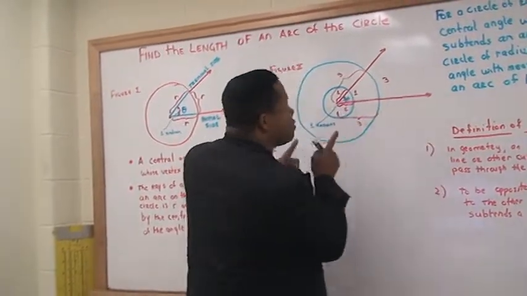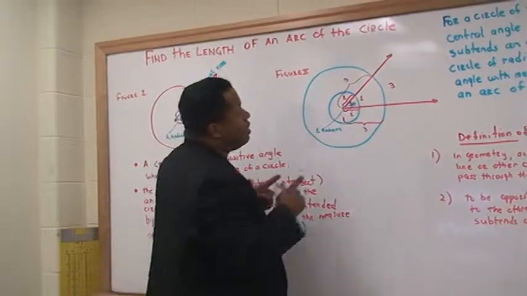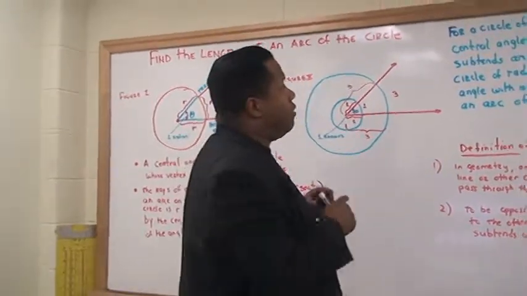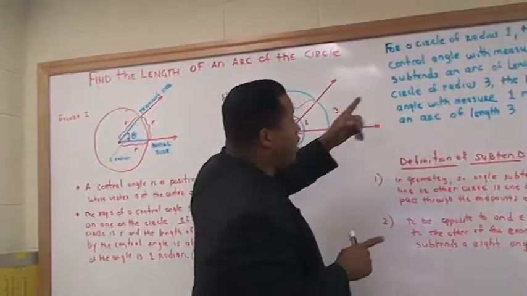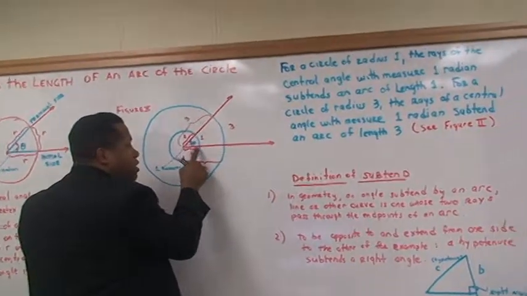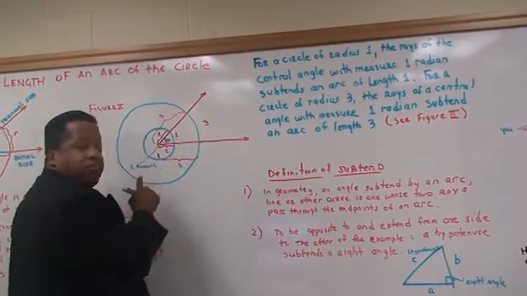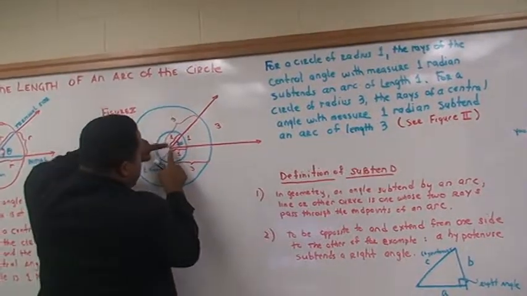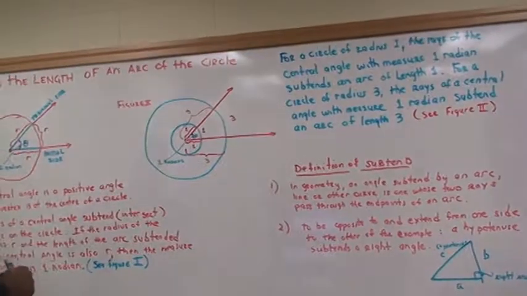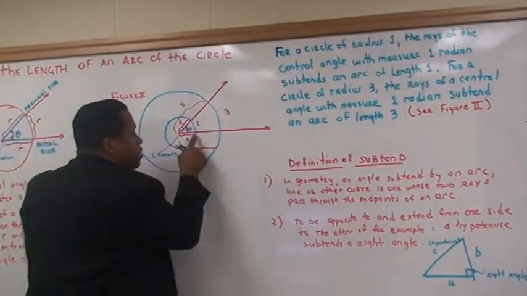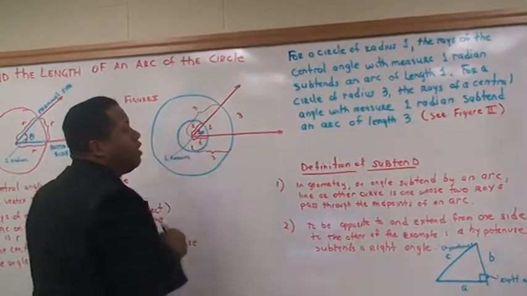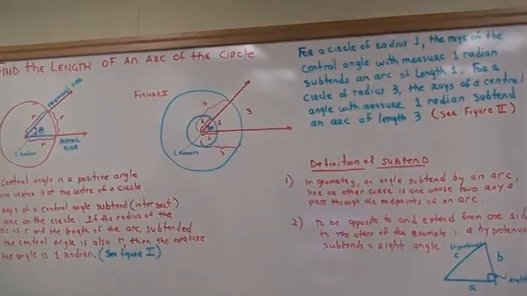And the rays, remember from the beginning of our lessons, the rays which make up a central angle with the measure of 1 radian subtend an arc of length what? 1. So you have a radius here of 1, and a radius there of 1. That makes an angle that subtends this arc here. The distance from here to here is the radius, which is 1, and from here to here is 1, and the length of the arc will also be 1.